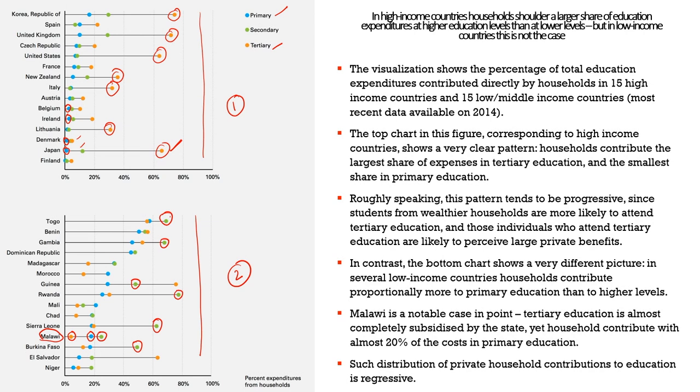Therefore, such distribution of private household contributions to education is regressive, where households have to spend more on providing basic education, where the social returns to education are very high. It is understood that when everybody is minimally educated or has at least had access to primary or secondary schooling, the social returns to education are much higher because you are dealing with a somewhat educated workforce. But when you are investing more in private education, then your private returns to education are much higher.